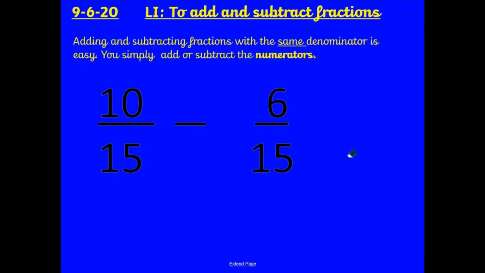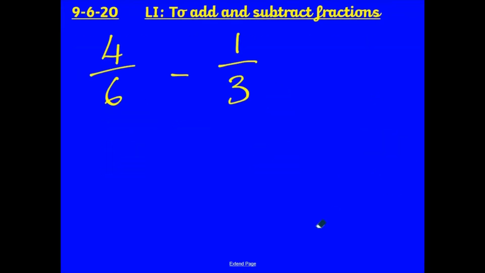So I've got 10/15 minus 6/15. Well, the denominators are the same, so they are going to stay as 15. So 10 minus 6 is 4. 4/15. Can I simplify this? Nope, because this is an odd number and this is an even. So let's look at the common factors that 4 would have. This is 1, 2, and 4, which doesn't go into 15 at any point. So therefore, it is 4/15.